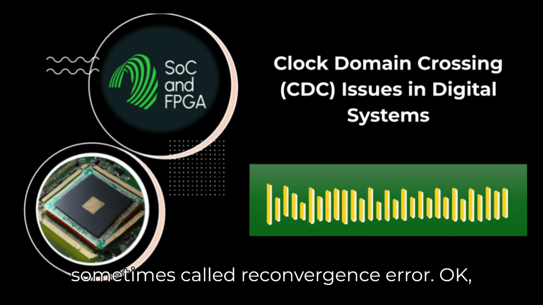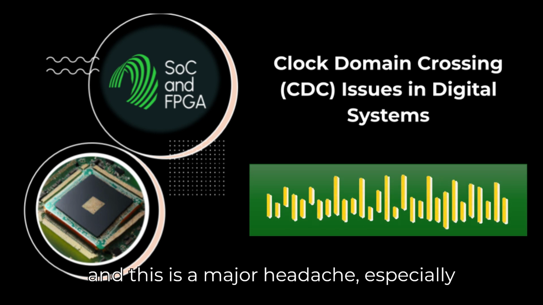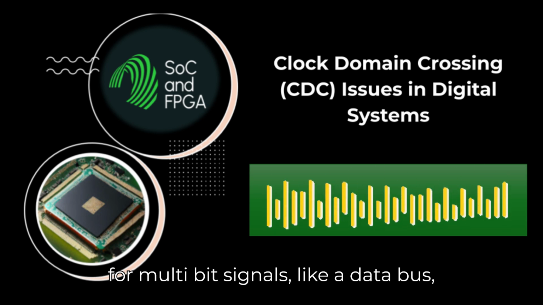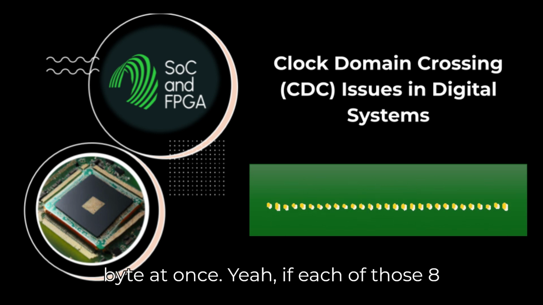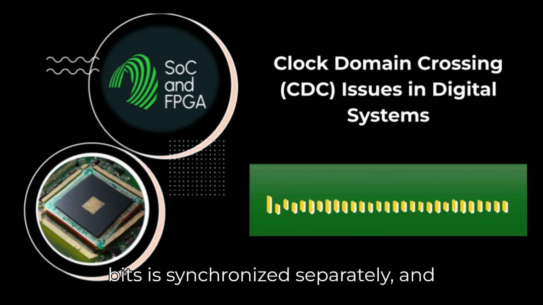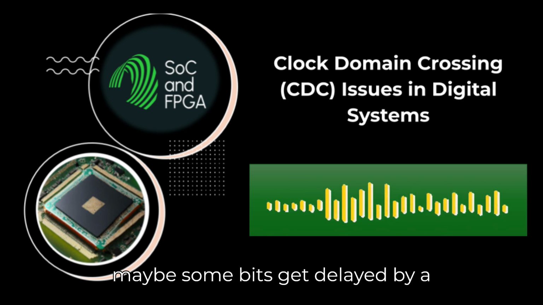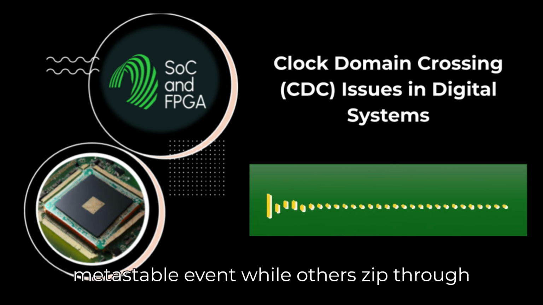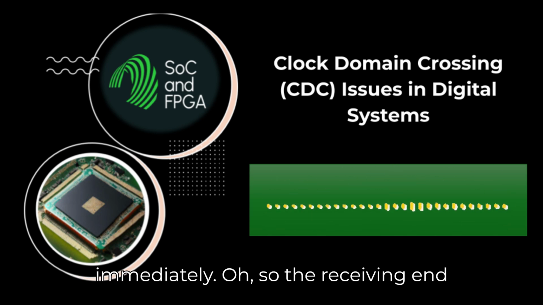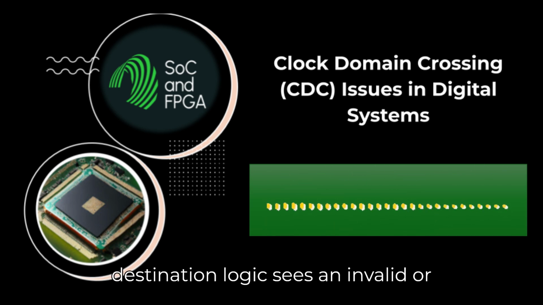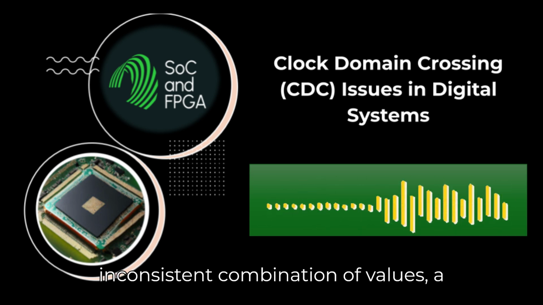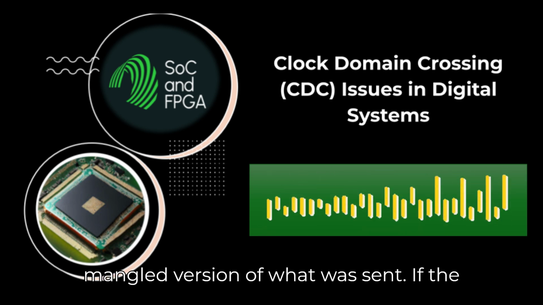Then there's data incoherency. It's sometimes called reconvergence error. Okay. And this is a major headache, especially for multi-bit signals, like a data bus, say 8 bits wide. Right, sending a whole byte at once. Yeah. If each of those 8 bits is synchronized separately, and maybe some bits get delayed by a metastable event while others zip through immediately. Oh, so the receiving end gets a scrambled version. Precisely. The destination logic sees an invalid or inconsistent combination of values, a mangled version of what was sent.